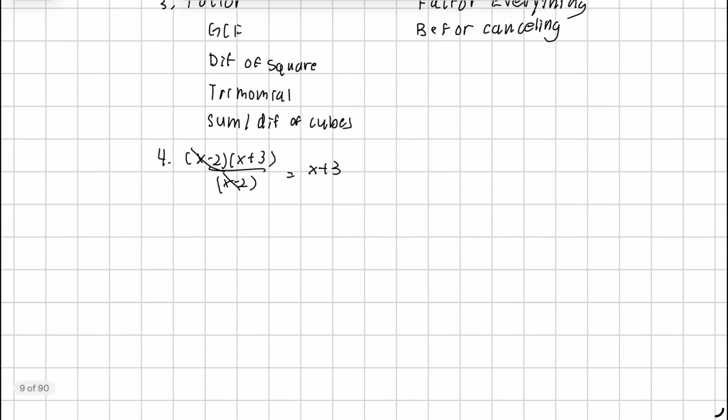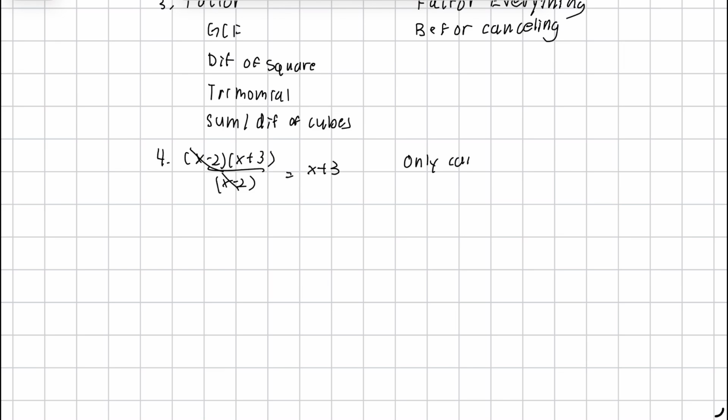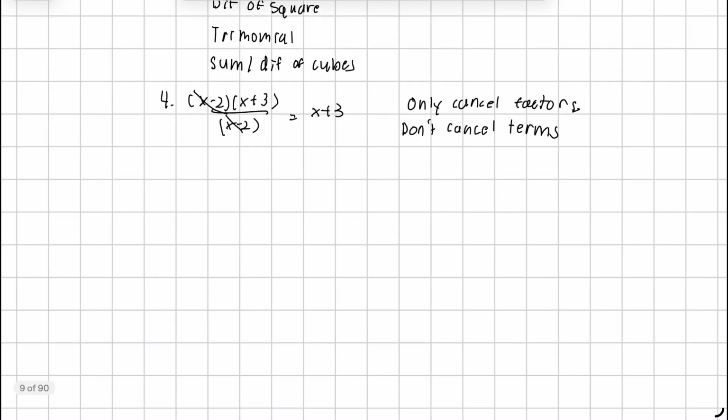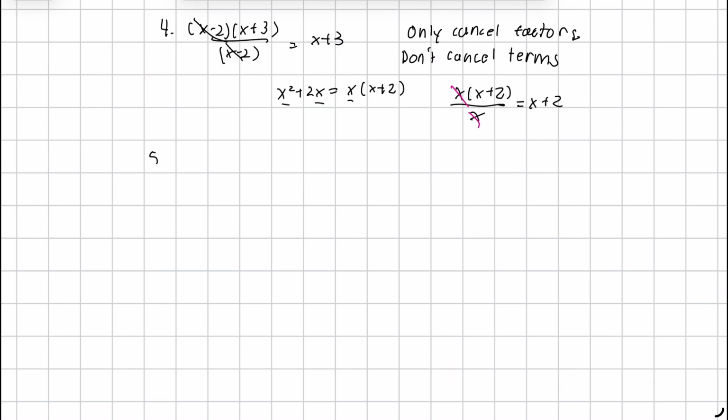Another rule is you can only cancel factors. Don't cancel terms. An algebra move that people sometimes make, crossing out x's, is illegal, because if you have x squared plus 2x, that is equal to x times x plus 2, because you factor out that x from each term. So you always have to factor first. If you have x times x plus 2 over x, you can cancel out the x, and then you'll be left with x plus 2. Then you attempt to substitute again after simplifying.